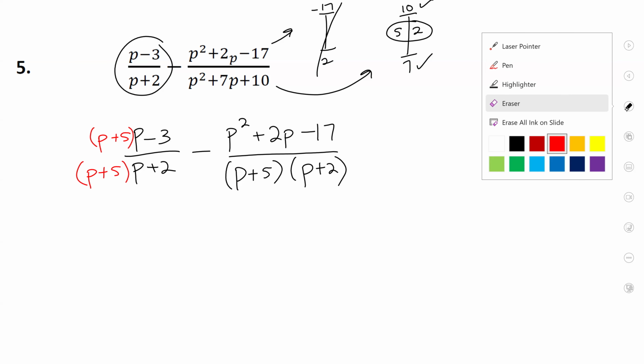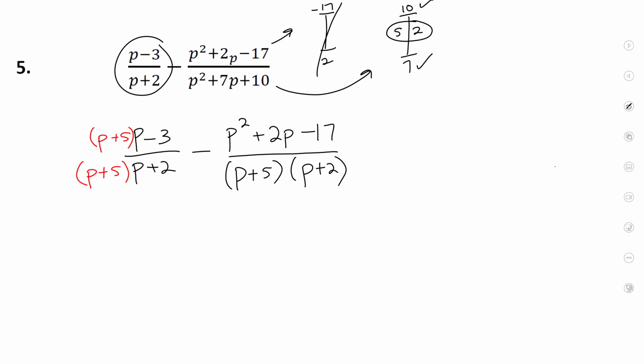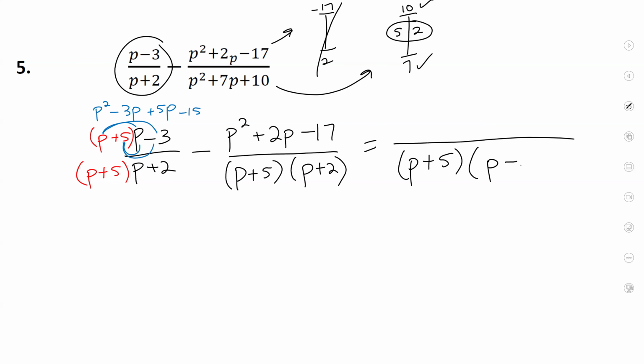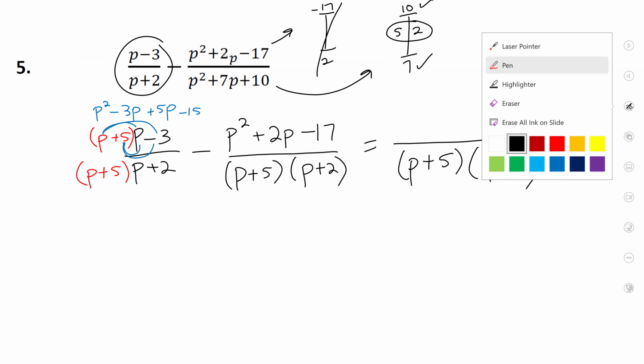Okay, let's go ahead and evaluate this. What is p times p? p squared, good. p times -3? -3p. 5 times p is 5p. 5 times -3 is -15. Okay, so just carry over the denominator, and let's talk about the numerator. So let me highlight it for you.